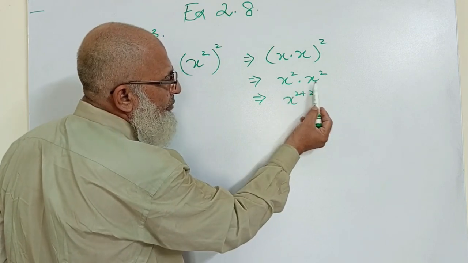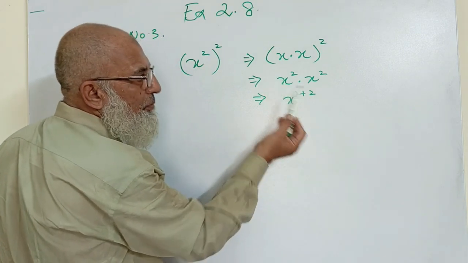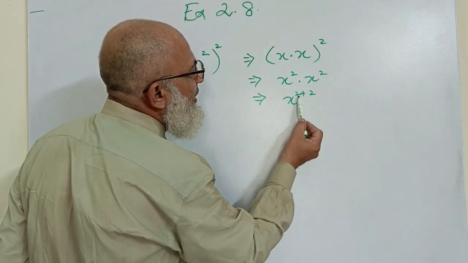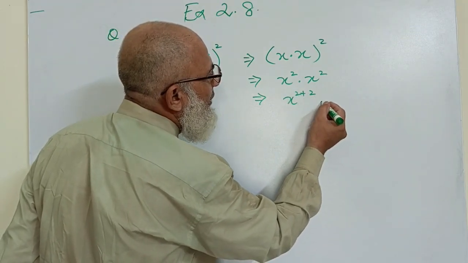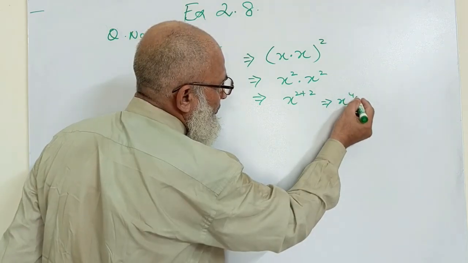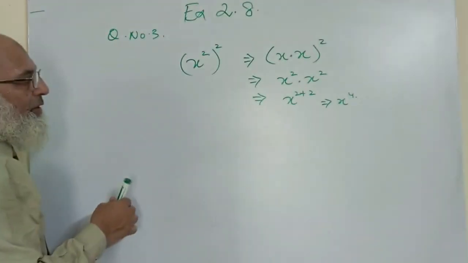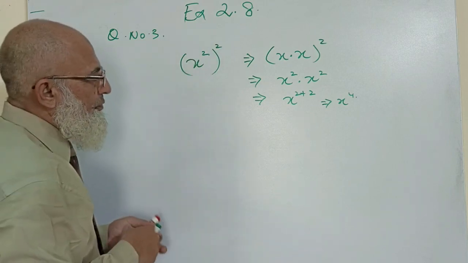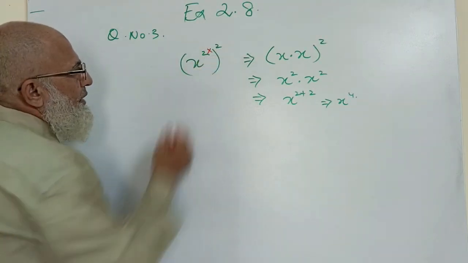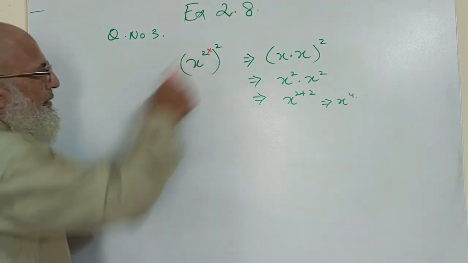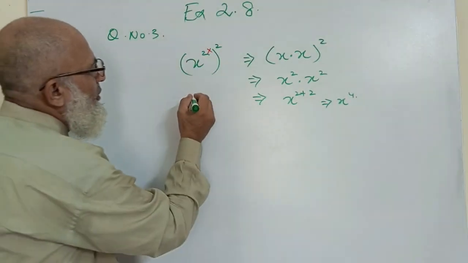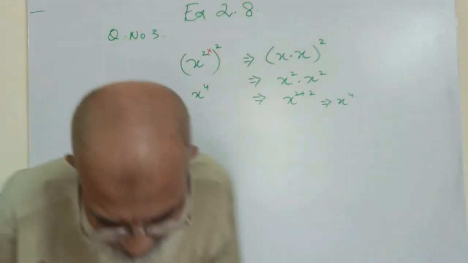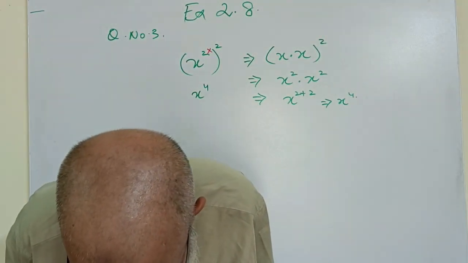because the bases are same, now from here it becomes the first law. x^(2 plus 2) will become x^4. Now simply what we do, we just multiply the two powers together. When the case is like this, we multiply the two powers together. It will become x^4. Any more questions from this?